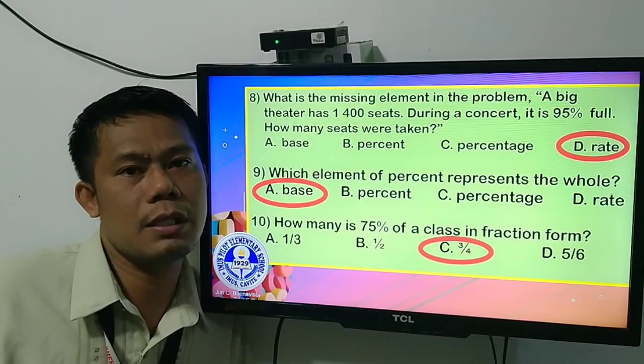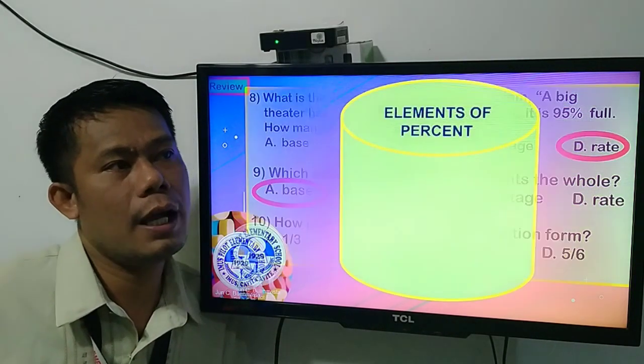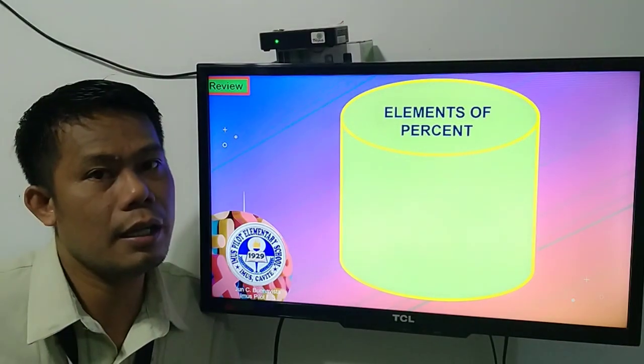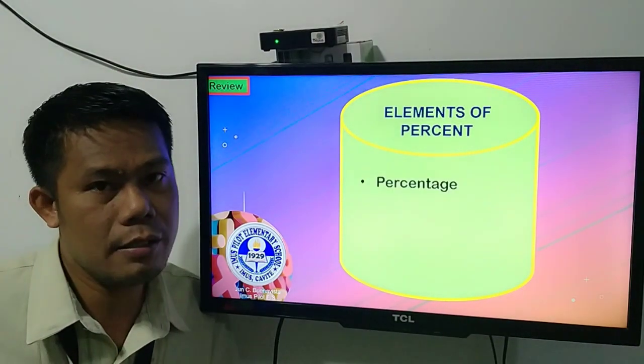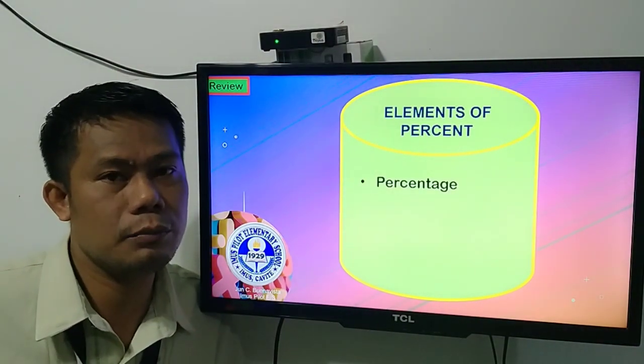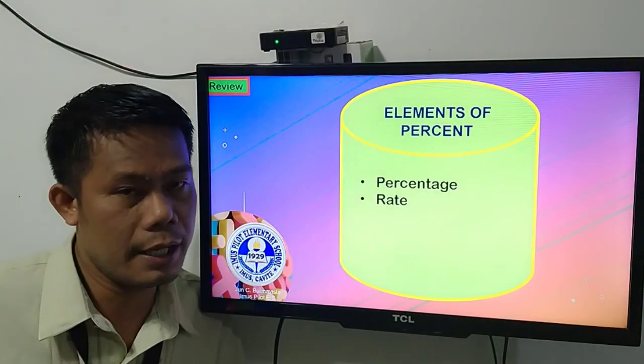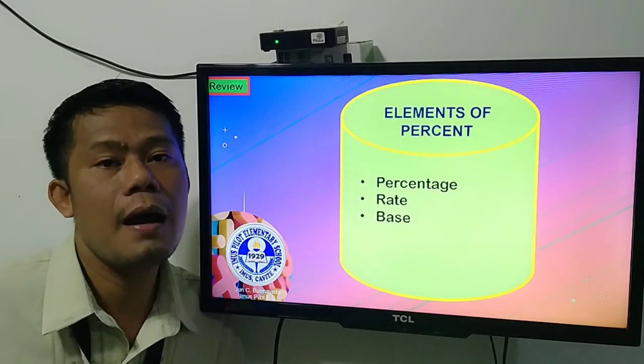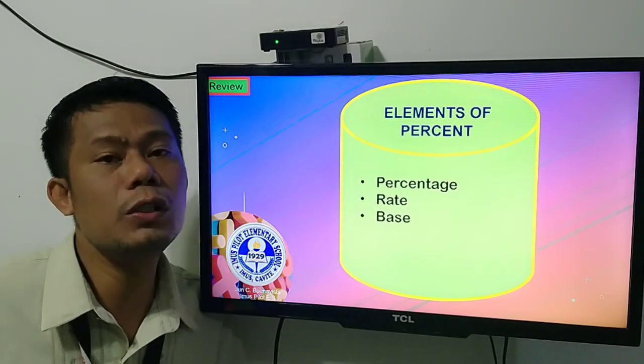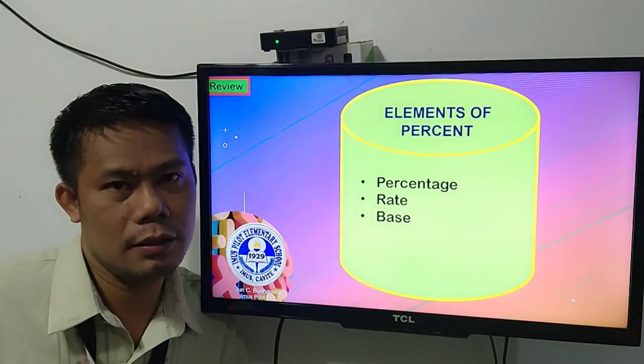So, what are the elements of percent? Again, we have percentage. The percentage is a part of the whole. And then, we have the rate. The rate always has a percent sign. And the base, this is the whole part, or ang kabuuan.